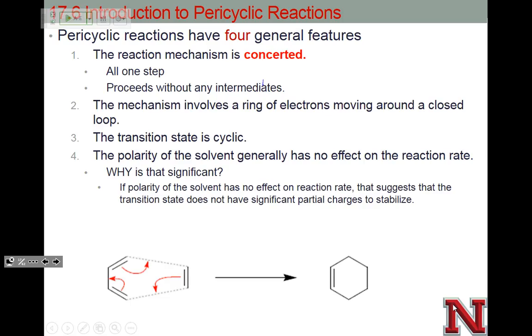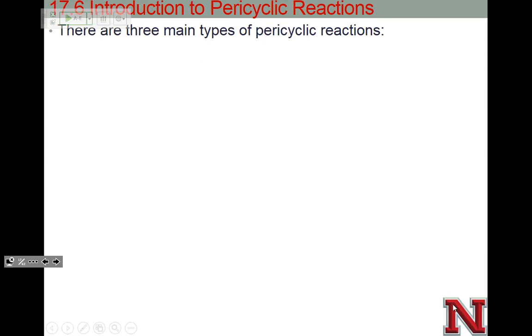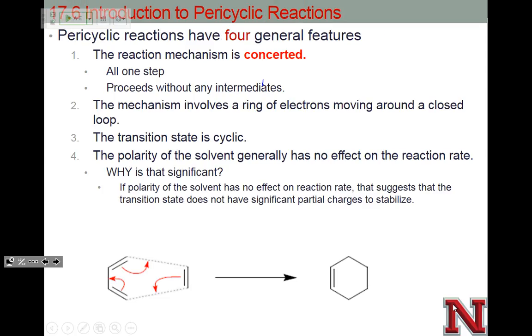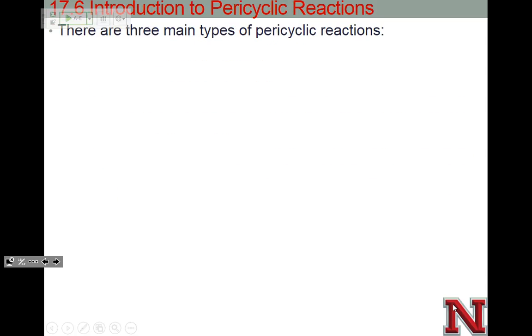That's really significant. That tells us that, and we'll often use solvents for these, but the solvent will not affect the reaction rate. Now, sometimes some of these reactions can be done in the solid state, which is the absence of solvent, but most of the time these are done in solution. So there's 3 main types of pericyclic reactions we're going to be looking at.